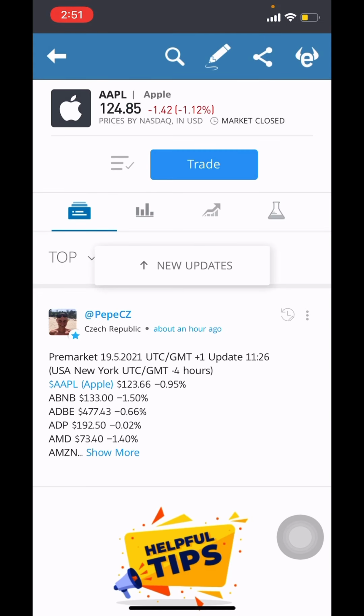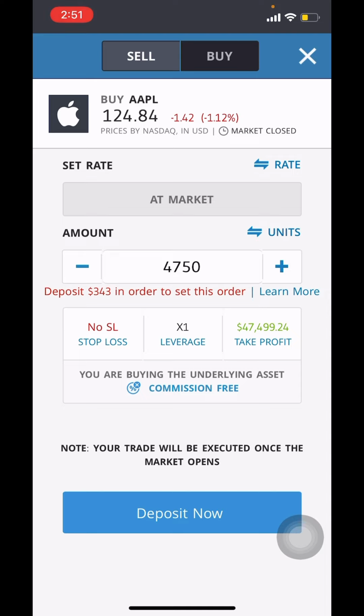Click Apple. Okay, Apple, the market is closed at the moment. Click trade. Let's just pretend that it's open now, and you want to place a trade on Apple, or you want to pick the Apple stock. Okay, so you can see the price is 124.84. This is the market closing price. So when the market closed yesterday, this is the closing price, 124.84. So let's pretend that this is the market price at the moment. Let's pretend it's open.